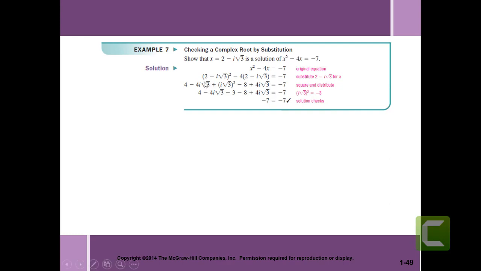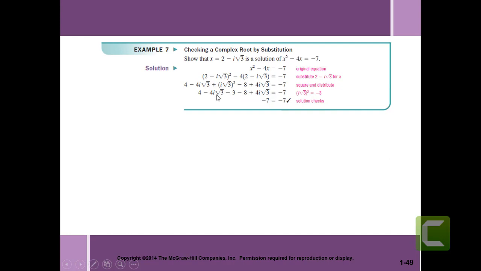Okay, so do you see that? So there's that. And then here, we're going to square this, and we get i squared times this squared, which is 3. Remember, distribute the power to the i and to this. So we get i squared, and then we get the square root of 3 squared, which is going to be 3. And so we get 3i squared, which is going to be negative 1 times 3, which is negative 3. So that's where we get this minus 3 from. So we get 4 minus 4i times the square root of 3 minus 3 minus 8, right? And then plus 4i times the square root of 3.